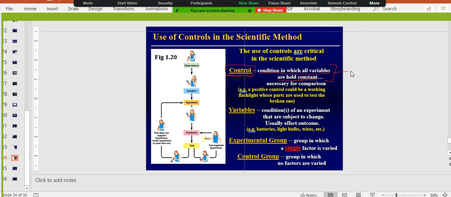One variable is used. So we do the batteries first. And if that doesn't work, then we change another thing. So we change the bulb. And then we go to the next. Maybe it's the wiring. Flashlights aren't really that complicated.